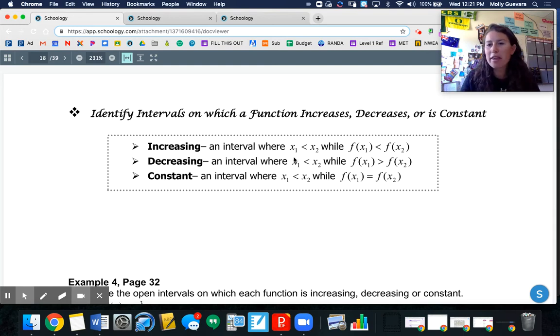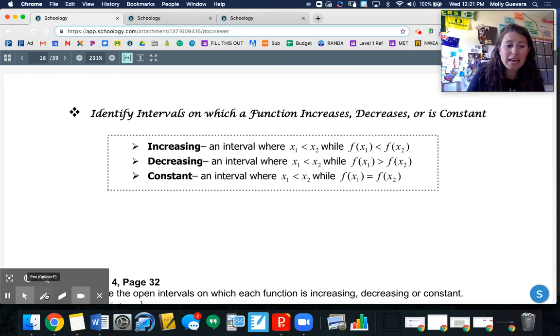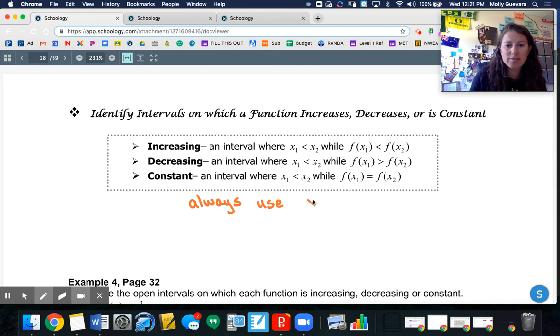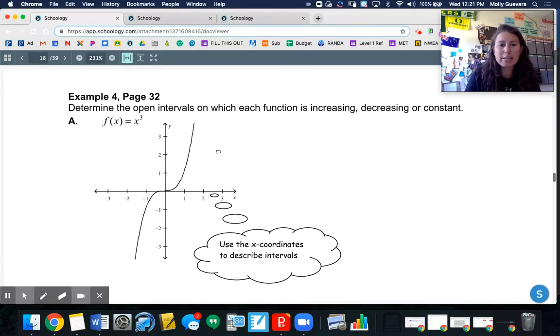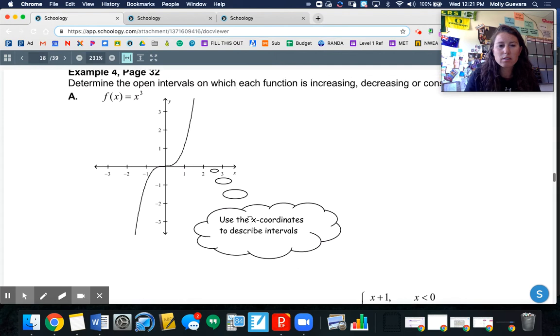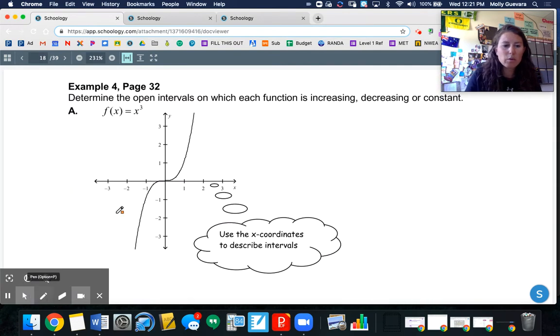So that's the only thing I wanted to point out here: it's always from left to right, and you always use the x values. So that is the interval. The interval is always going to be: on what x values is it increasing from left to right? On what x values is it decreasing from left to right? Things like that. So let's look at an example and then I think we'll have it down.